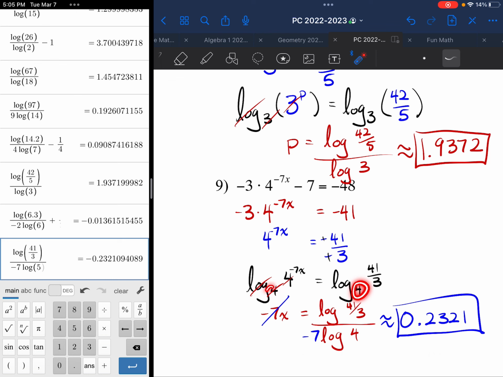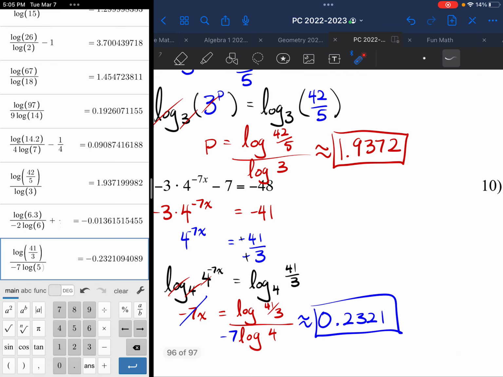Log base 4 because it matches that base 4 and it's still the same number. I copied that down correct. I have log of 41, log of 4 because 4 goes on the bottom, 41 over 3 goes on the top. The negative 7 went down here. I feel like everything is entered correctly. Did I type it in the calculator wrong? Ooh, I don't see it.